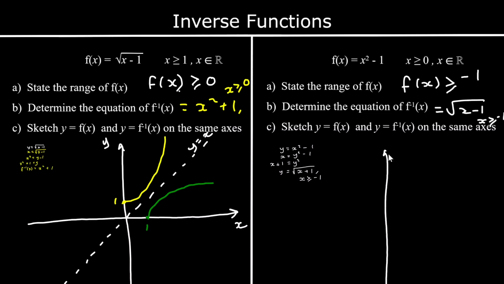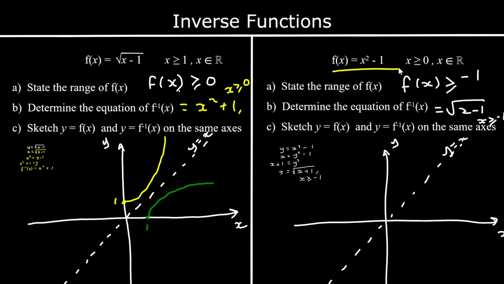And then we're just going to sketch again. Because it's an inverse function, they're going to be a reflection in the line y equals x, because the x becomes the y and the y becomes the x. So our original was x squared minus 1. So the x squared graph down 1. So it's going to look like this. So it crosses here at -1, and it crosses the x-axis at 1.